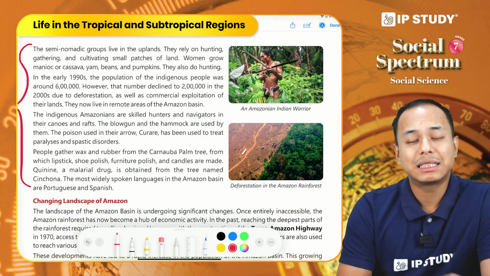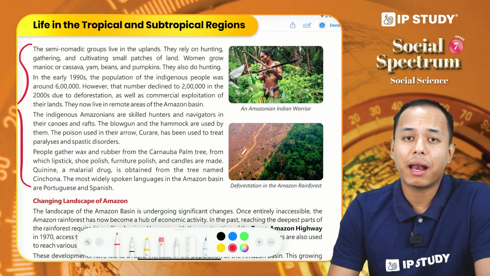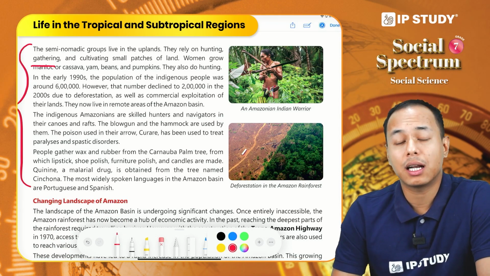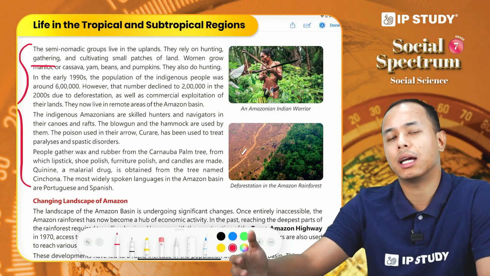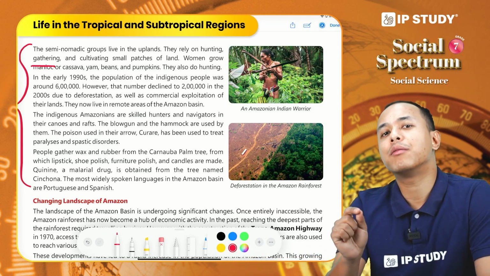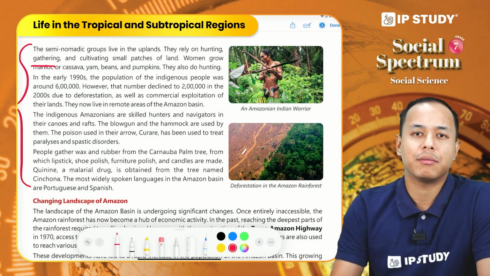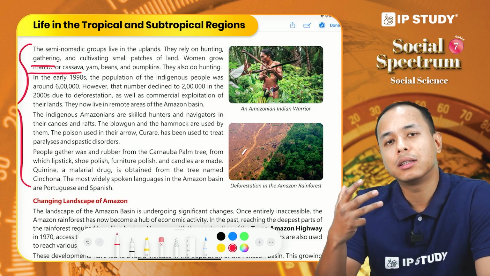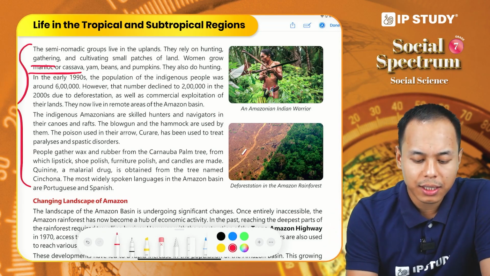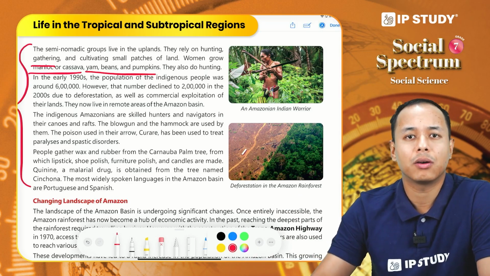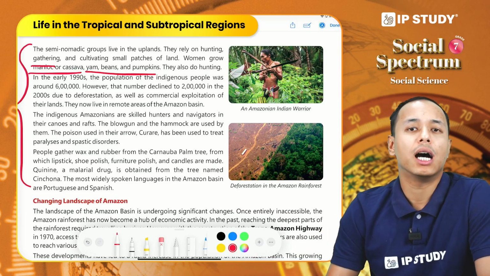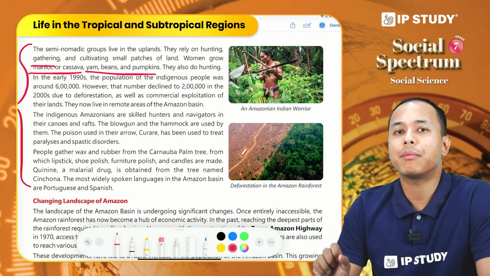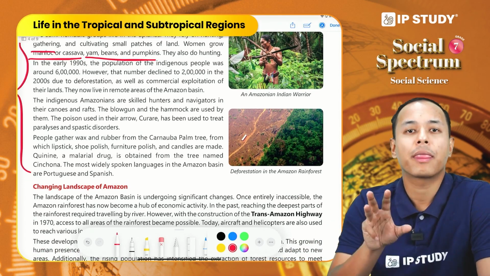So semi-nomadic tribes also live in the upland of the Amazon basin. They also practice gathering, cultivation, and they move from one region to another. Women play a very important role in the Amazon tribes. They mostly practice agriculture, and they grow food like cassava, yams, beans, pumpkins, and many others. Apart from agriculture, they are also involved in hunting, but mostly the women of Amazon tribes practice agriculture.